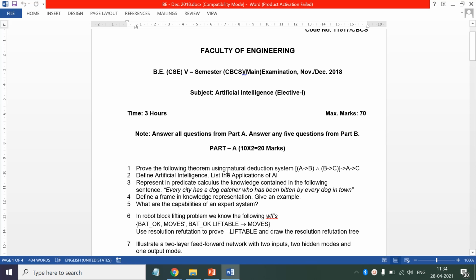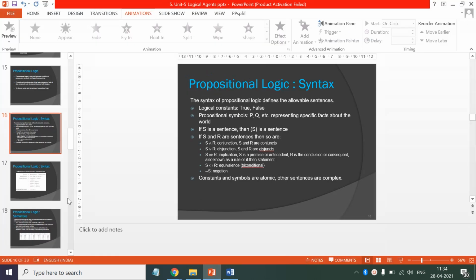Prove the following theorem using a natural deduction system. So the given sentence is (A implies B) and (B implies C) implies (A implies C). Okay, so this is the transitivity law, right? So this is based on theorem proving. So let us prove this.